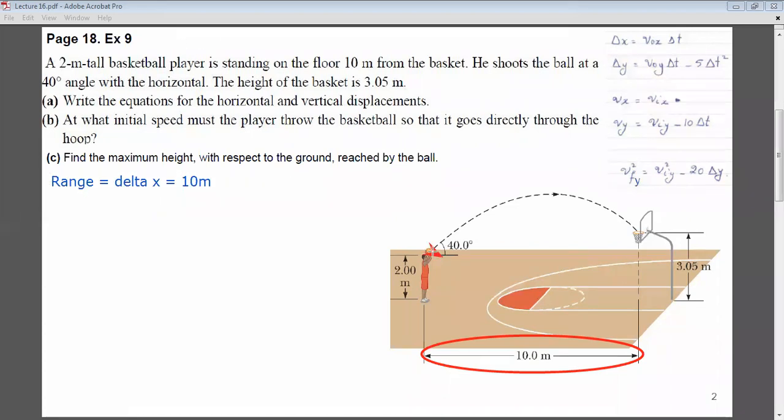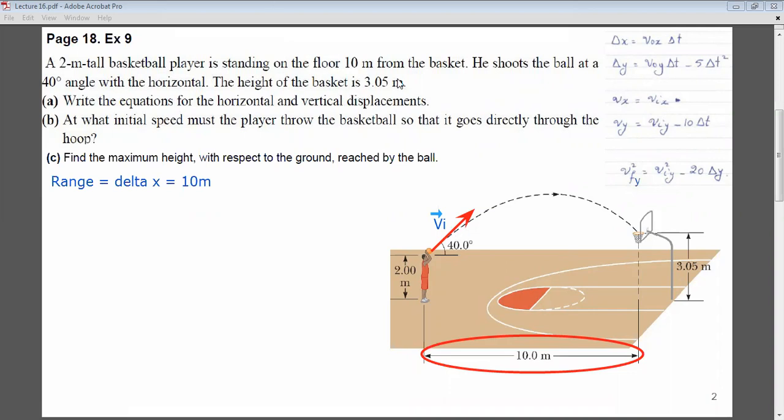Okay, so he shoots the ball. This is vector v initial. It's a vector. It's at 40 degrees with the horizontal. Okay, we know the angle, but we don't know the value of the initial.